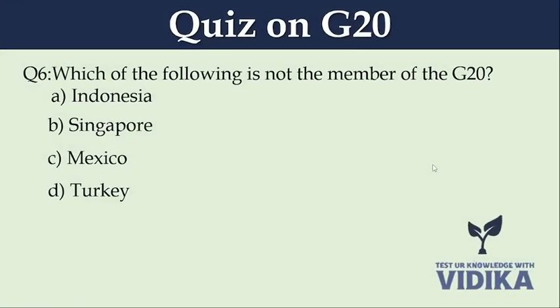Which of the following is not a member of the G20? Option A. Indonesia. Option B. Singapore. Option C. Mexico. Option D. Turkey.